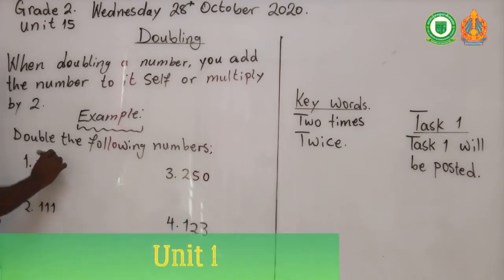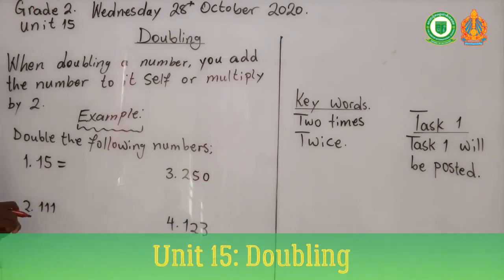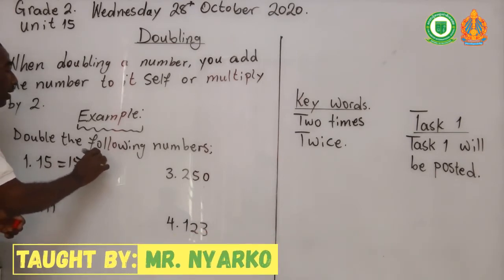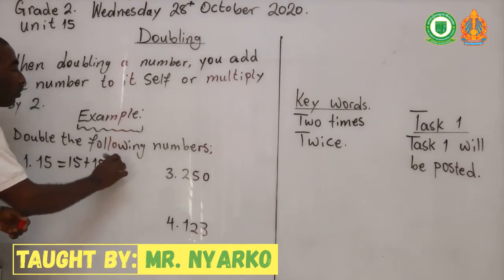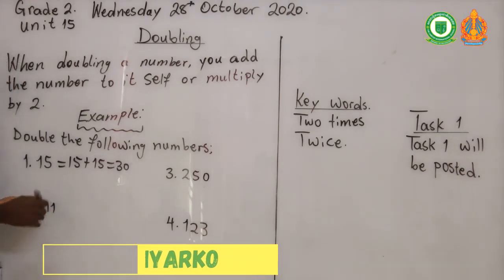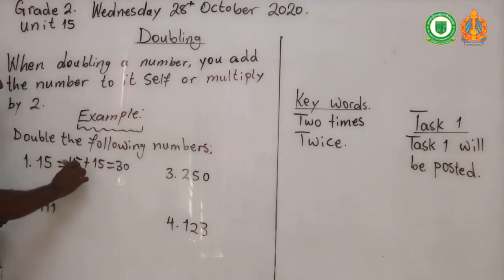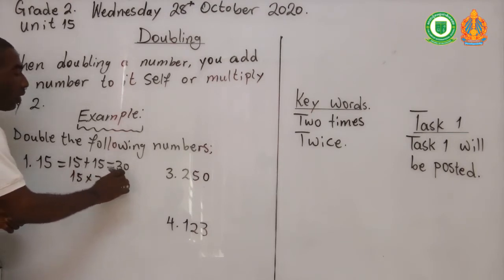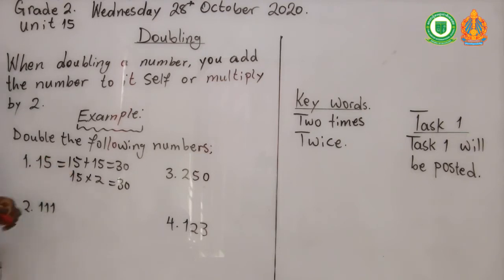Okay, so 15 could be doubled by making 15 plus 15, okay? So we're gonna have 15 plus 15, and that will be equal to 30. Again, you can also say 15 multiplied by 2, and that will also give you 30. So these are the two methods that you can use to find your answers.